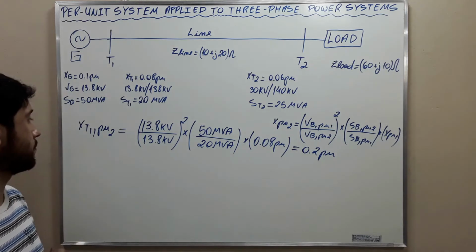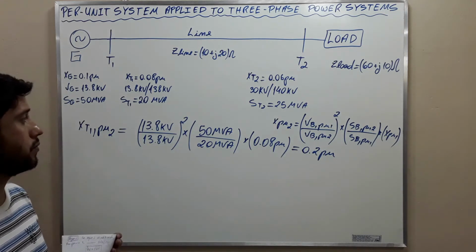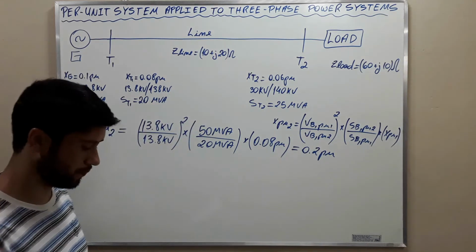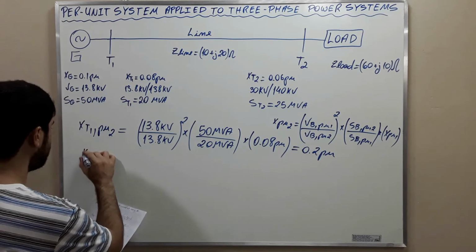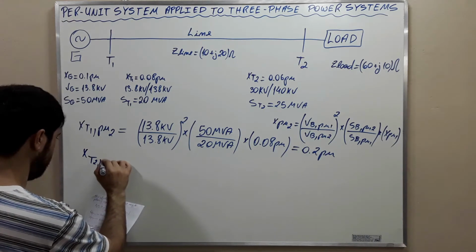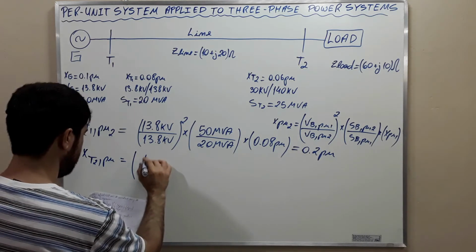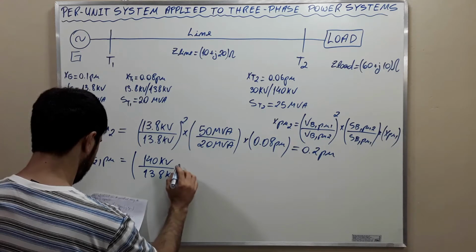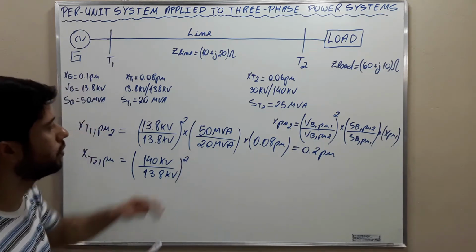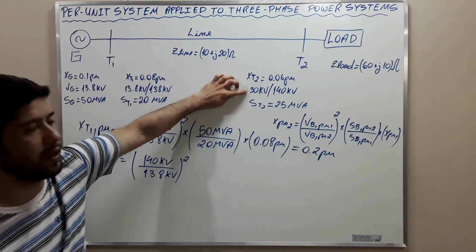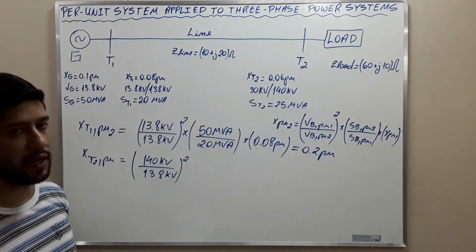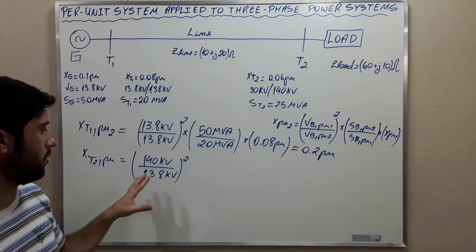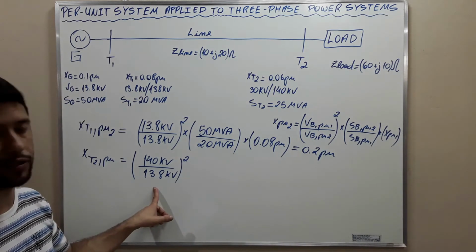We are going to use the same expression to adjust this reactance. Okay? Observe that T2 is rated at 140 kV, but we're not using 140 kV, we're using 138 kV. Then there needs to be some adjustment with the voltage.